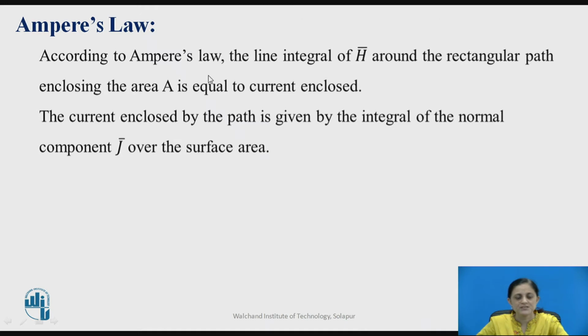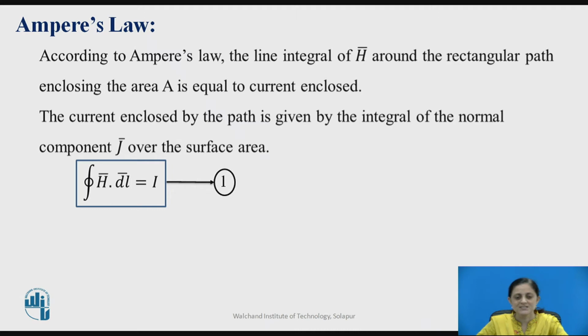Now again define the Ampere's law in terms of the surface integration and in terms of the closed path, that is with respect to the line. According to Ampere's law, the line integral of H bar around the closed path, rectangular path enclosing the area A is equal to the current enclosed by that area. The current enclosed by the path is given by the integral of the normal component of J bar, that is current density over the surface area. So for the closed path the integration H bar dot dl bar is equal to I, that is current enclosed by that path.